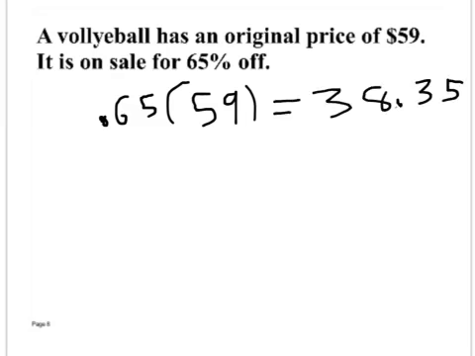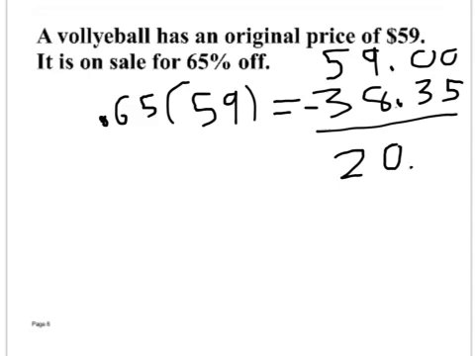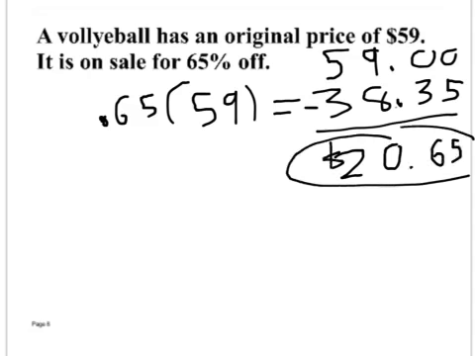Is this how much you're going to pay? Or is this how much has been taken off? Taken off. This is how much has been taken off. So what I need to do is subtract that from $59. So what I pay is $20.65. $38.35 is how much was taken off. Okay? That is one way of doing it.